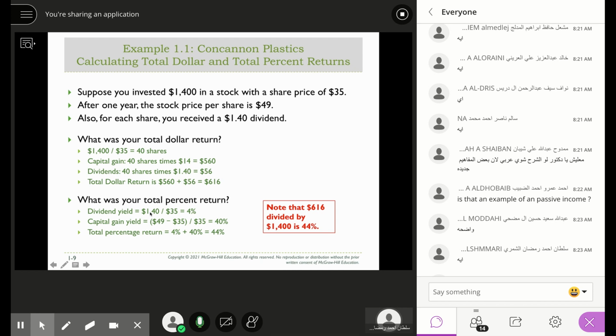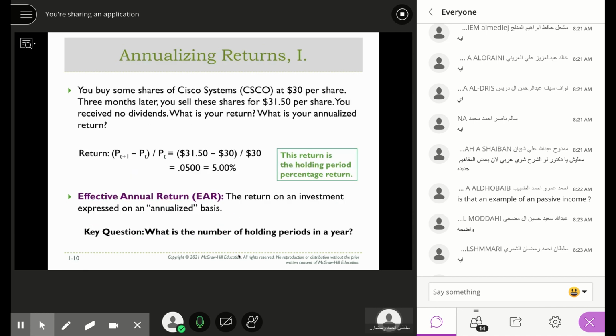First, for the dividend yield, which is 1.4 divided by 35 US dollars, which is 4%. And 14, which is 49 minus 35, ending stock price minus beginning stock price, divided by the beginning stock price, which is 40%. So we sum both percentages, and we have 4% plus 40%. This is 44%.